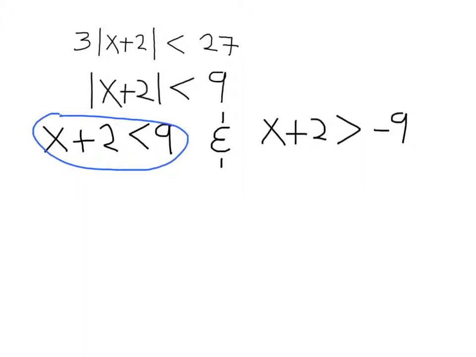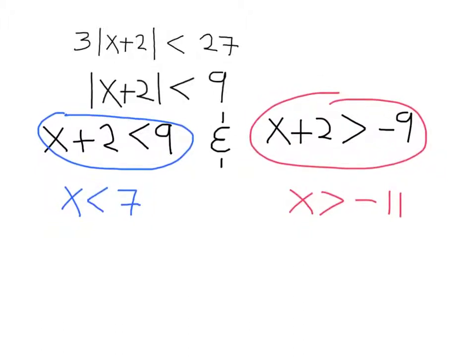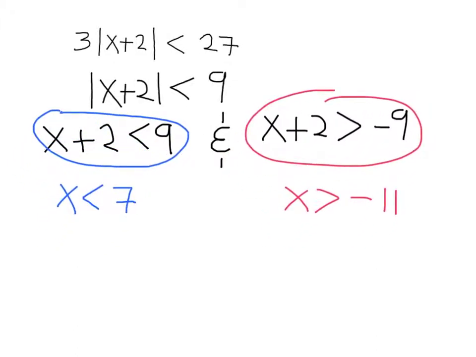And I'll keep it in blue. This ends up being x is less than 7. And then I'm going to focus on this one. It's x is greater than negative 11. Okay, now your algebra seems pretty strong. So I'm sure you know how I did that. You just subtract 2 from both sides, okay? And then it's still an and situation, right? So you just do what we've done before.